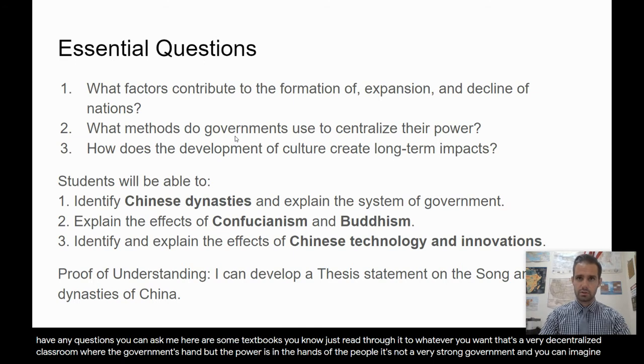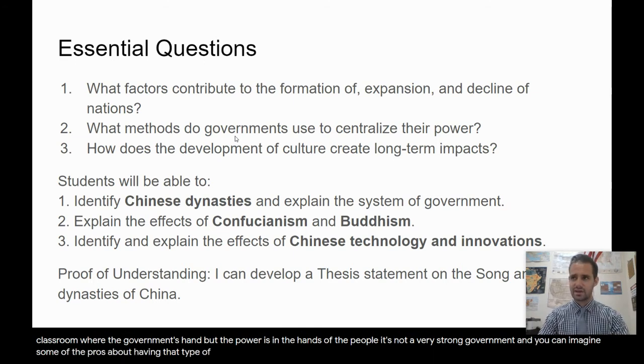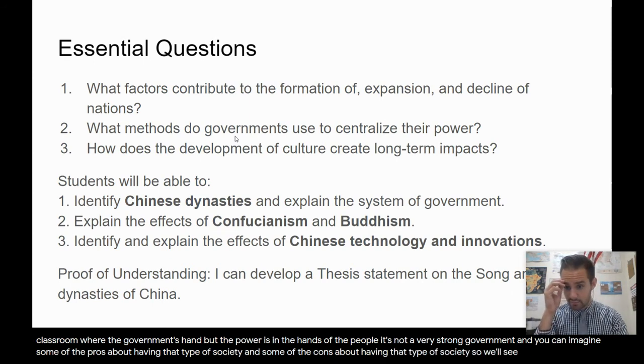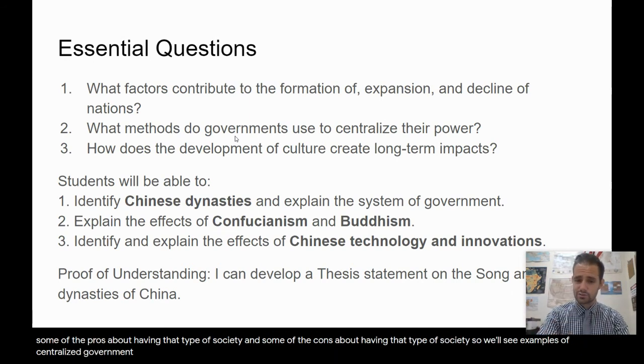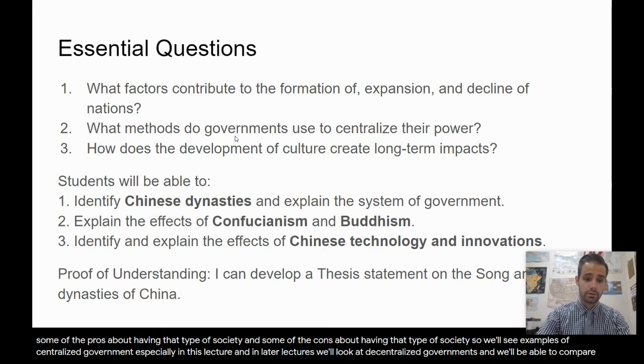And you could imagine some of the pros and some of the cons of having that type of society. So we'll see examples of centralized government, especially in this lecture. And in later lectures, we'll look at decentralized governments and we'll be able to compare one to another.